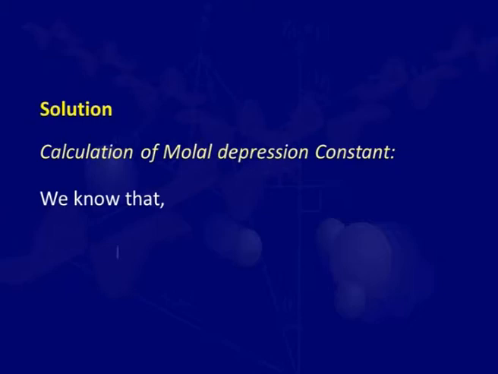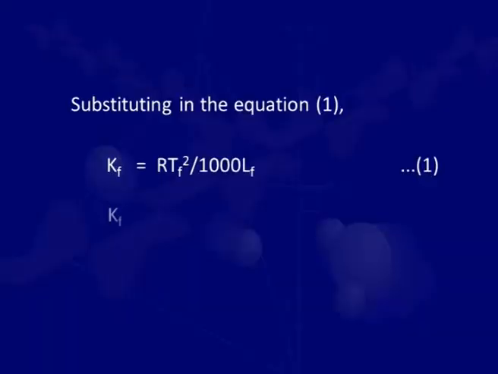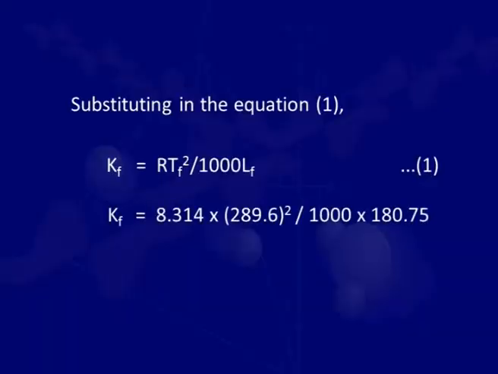Now we have to calculate molar depression constant first. We know that Kf is equal to R T_f square upon 1000 L_f. Remember that L_f is given in joules per gram, hence you have to use the value of R in joules per Kelvin per mole, which is equal to 8.314 joules per Kelvin per mole. So putting all these values in the relationship, we will get Kf equal to 3.86 Kelvin kg per mole.